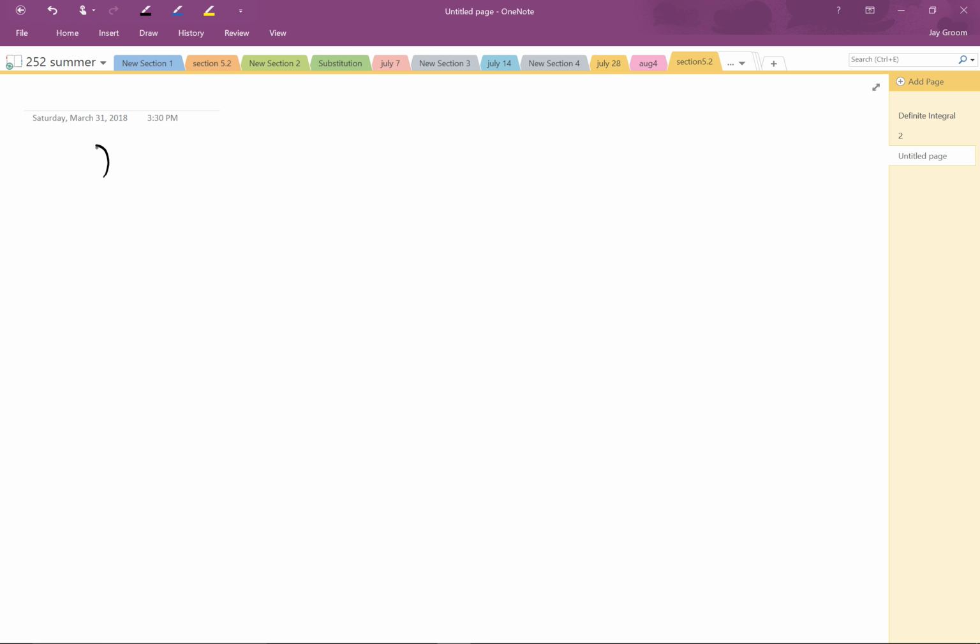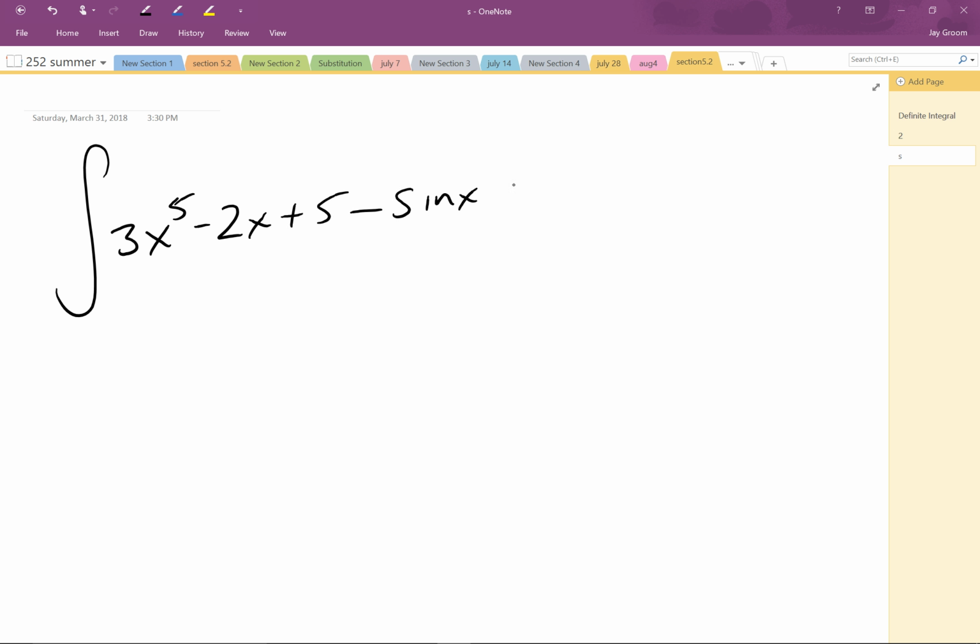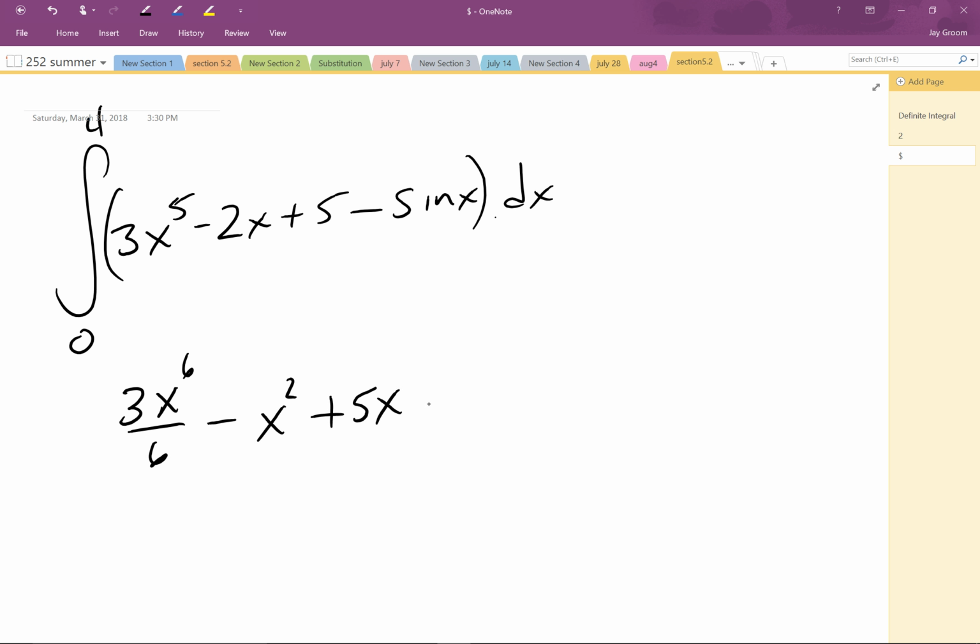Okay. Now, let's do another one. The integral of 3x to the 5th minus 2x plus 5 minus sine x dx from 0 to 4. Cool. So what are you going to get? You're going to get 3x to the 6 over 6 minus x squared plus 5x plus cosine x from 0 to 4. Cool.